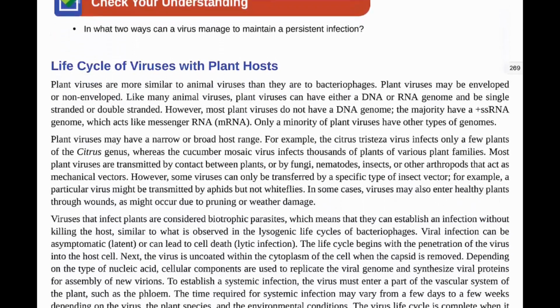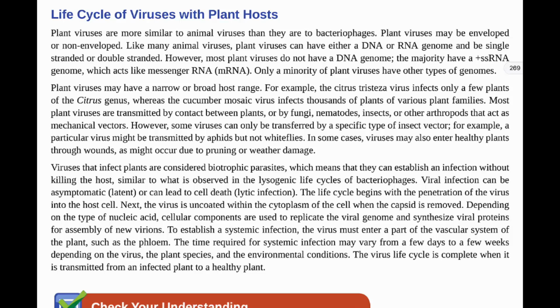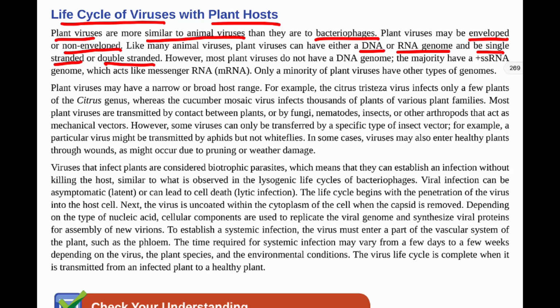All right, so we're going to take a quick look here at the life cycle of viruses with plant hosts now. So we do have plant viruses. They do exist. They are more similar to animal viruses than they are to bacteriophages. So plant viruses may be enveloped or non-enveloped. Like many animal viruses, they can have either a DNA or an RNA genome. They can be single-stranded or double-stranded. However, most plant viruses do not have a DNA genome. So most of them actually have the positive single-strand RNA genome. And so then, of course, that acts like the mRNA. It can just quickly go into translation and make proteins and make copies of itself.